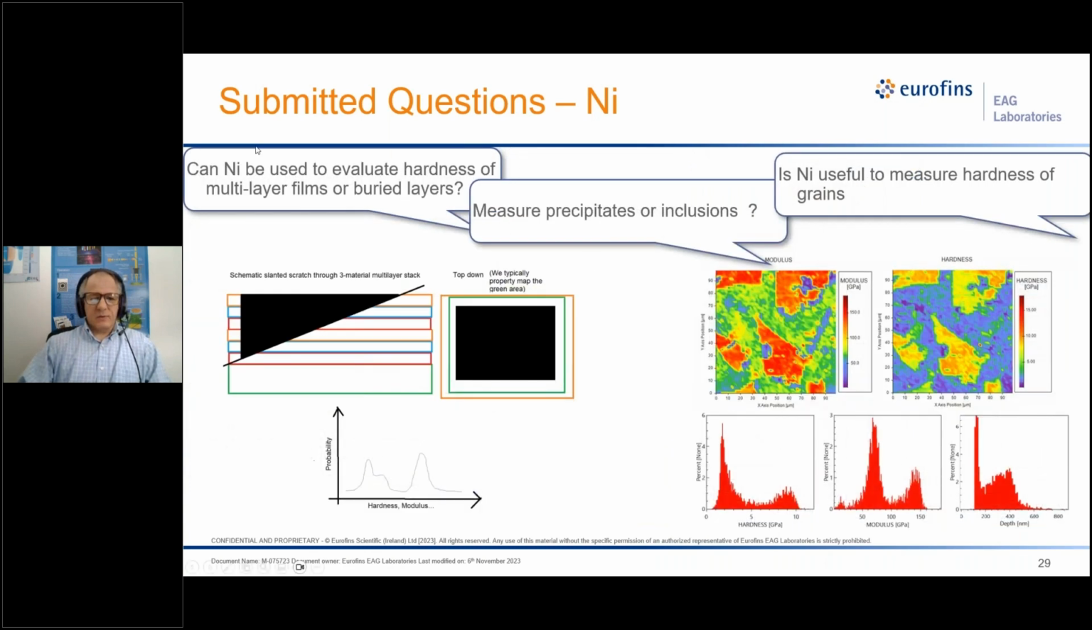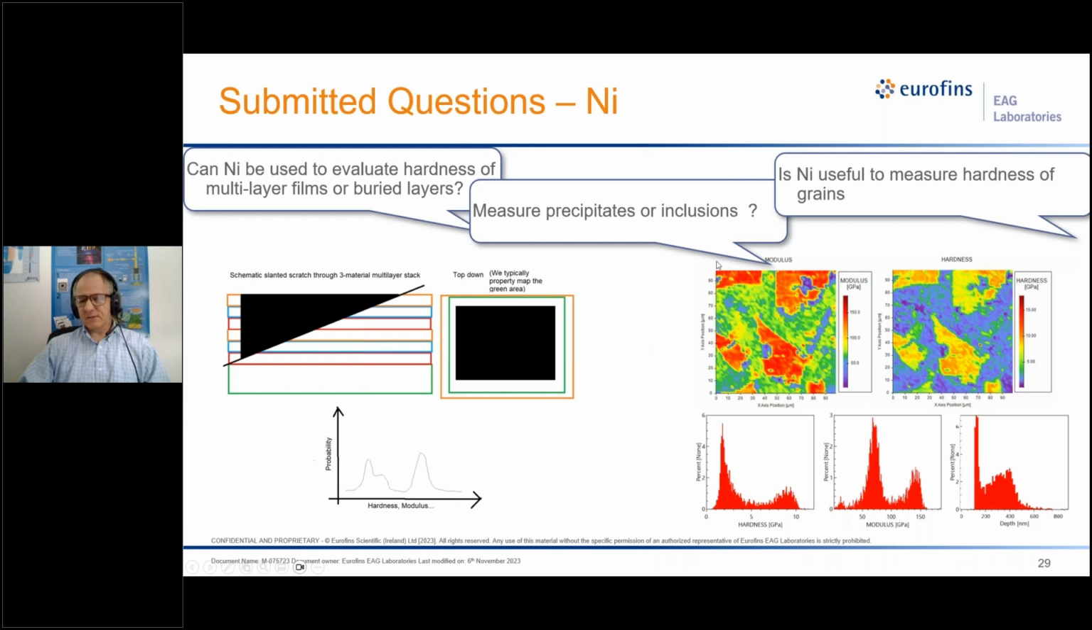Then we had questions about, can we evaluate the hardness of multilayer films or buried films, how can we measure precipitates or inclusions, and is NI useful to measure hardness of grains? Now, this isn't working well top-down, as there would be too many assumptions involved. So the way to go would be a cross-section technique, and we have different ways to produce them. In general, we produce samples either as a 90-degree cross section through a coating stack or slanted. So the result is basically a rectangular area of interest, which we then analyze by a form of mapping.